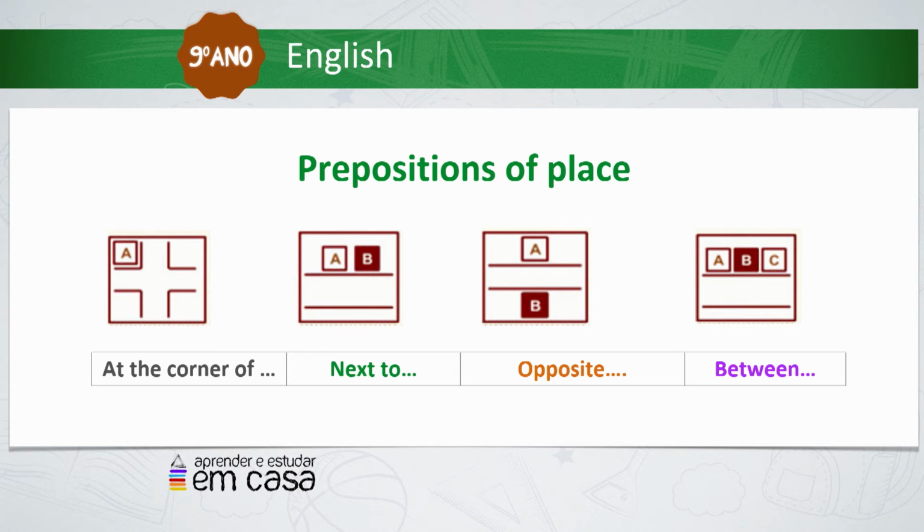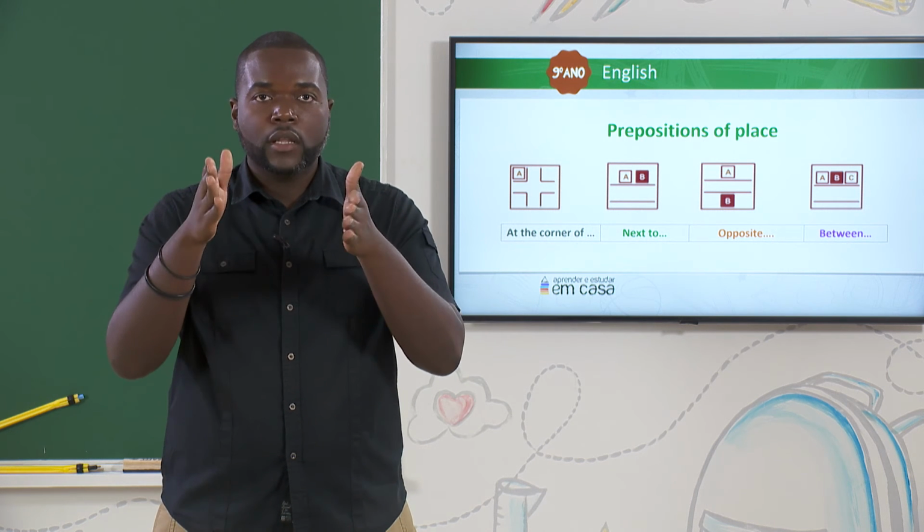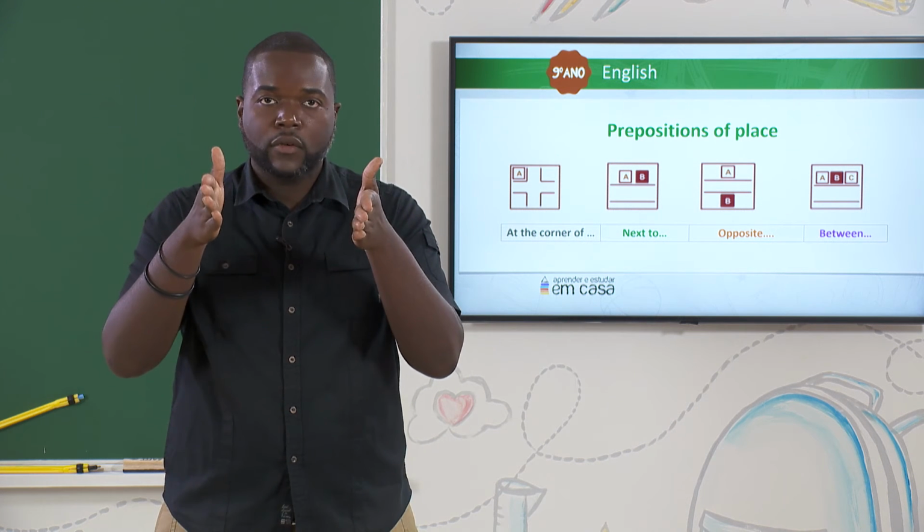The last preposition of place that we use is between. Now, pay attention to the picture. You have now three letters. You have A, B, and C, okay? And the letter B is between letter A and the letter C. So between is when something is in the middle of two things, all right?